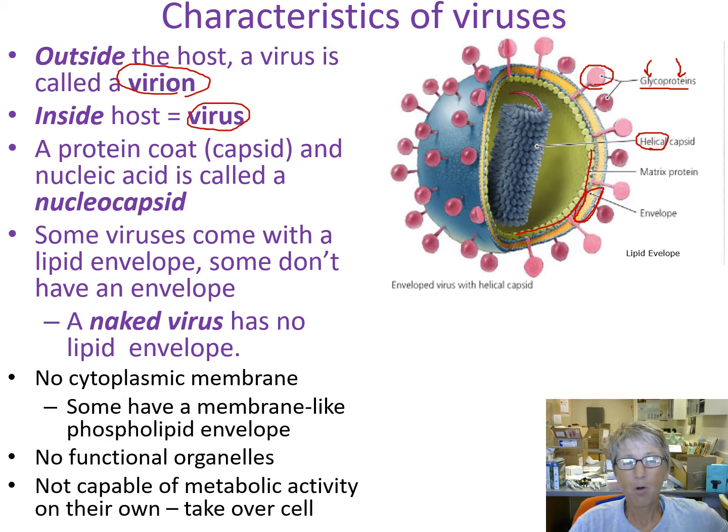The protein coat that covers the nucleic acid is called a nucleocapsid, so we looked at that. In this cartoon, it's called a helical capsid because that's the shape of the capsid. A nucleocapsid is just any capsid, regardless of its shape, that contains the nucleic acid, either RNA or DNA. Some viruses come with this lipid envelope, this phospholipid bilayer, some don't. If you have no lipid envelope and you are a virus, then you are naked. So go get an envelope.